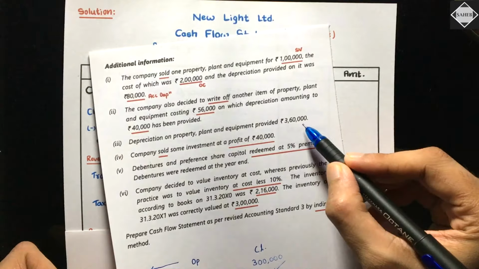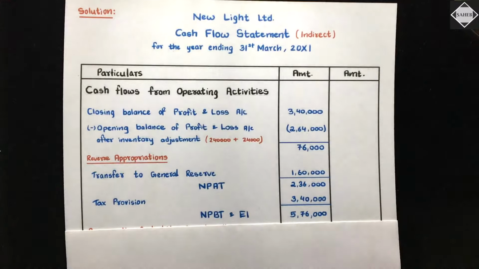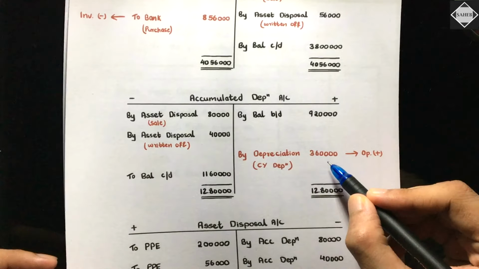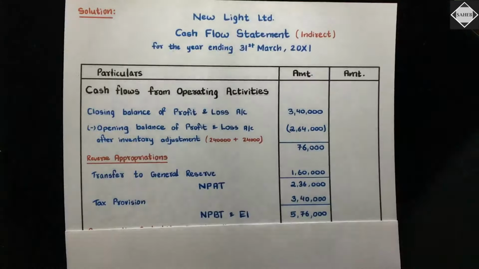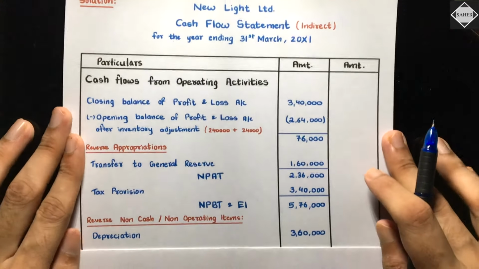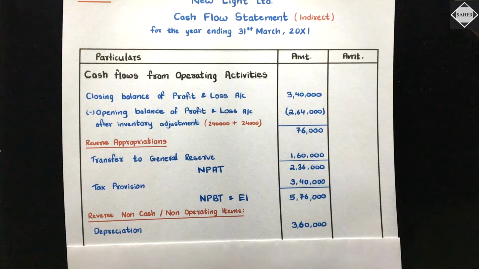It is 3,60,000. Yes. So we can't take it directly from there. We always see our ledger account because we have done so much calculation, isn't it? See here, current year depreciation is there, 3,60,000. So depreciation will add and reverse it because it's an expense that has been debited to P&L. So we are adding it to reverse it. Is it clear?